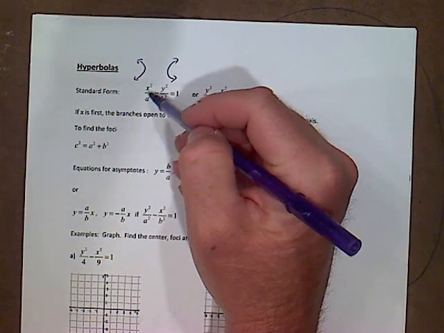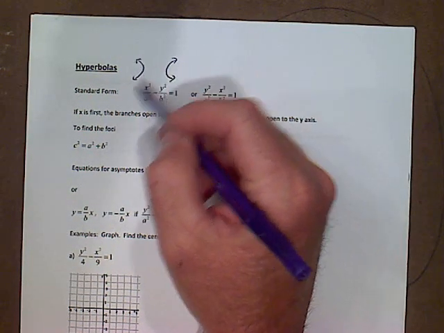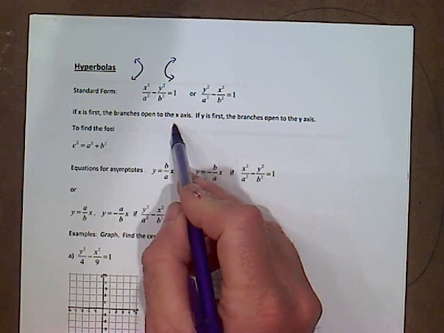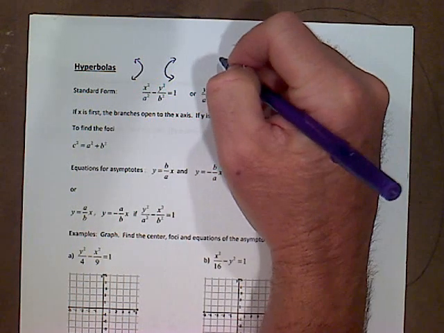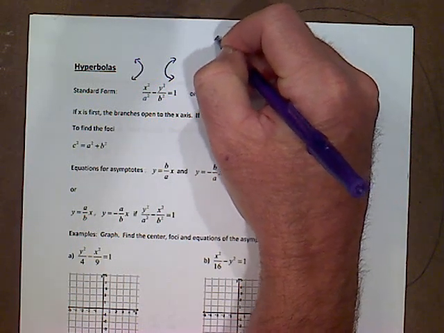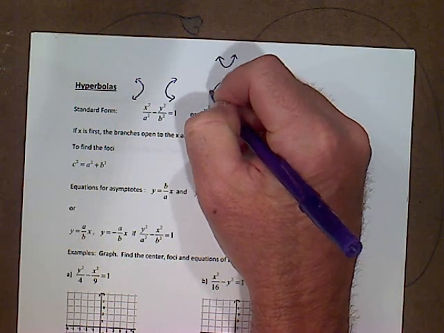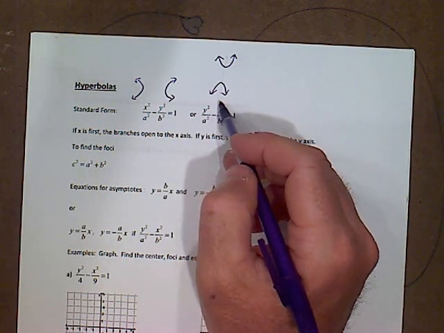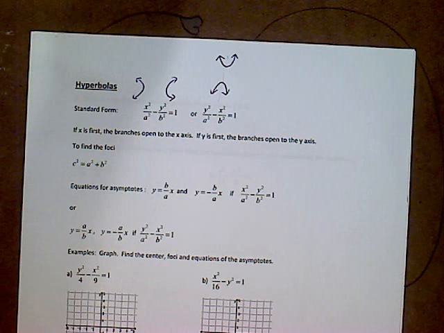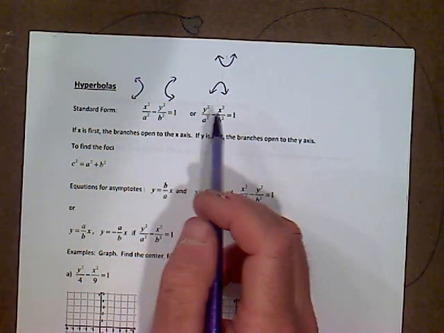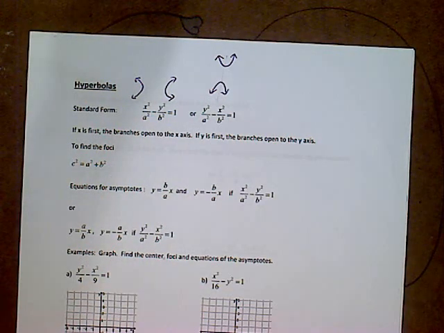So if x is first, it's going to open along the x-axis. If y is first, then the branches will open up and down like this. It will open with the y-axis versus the x-axis. So again, if x is first, it's going to be sideways. If y is first, it's going to be up and down.